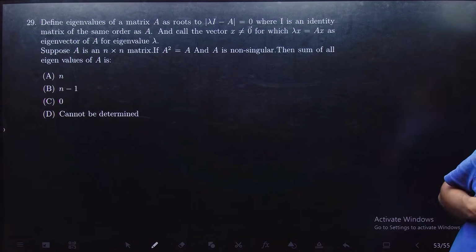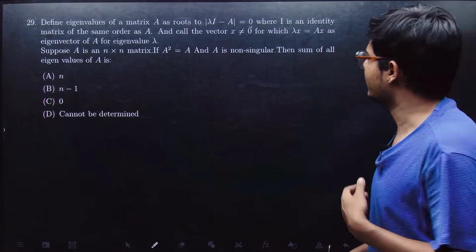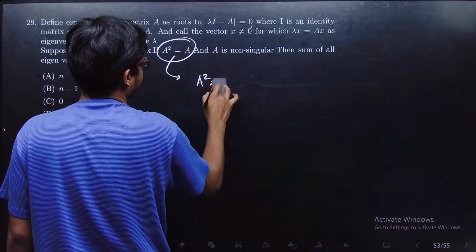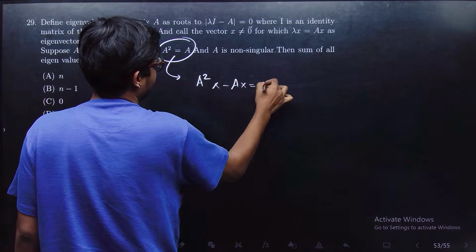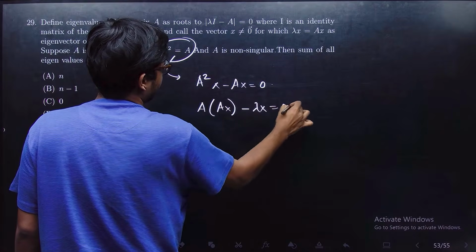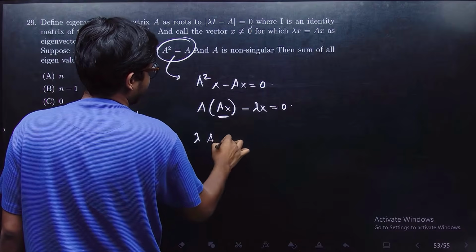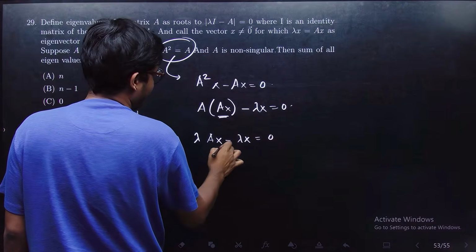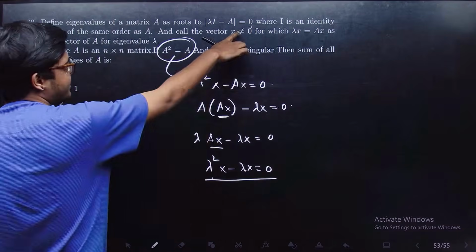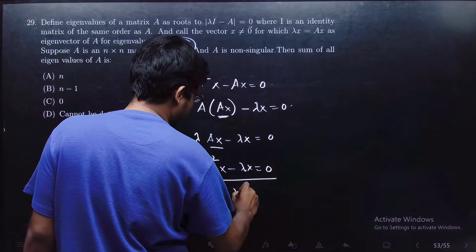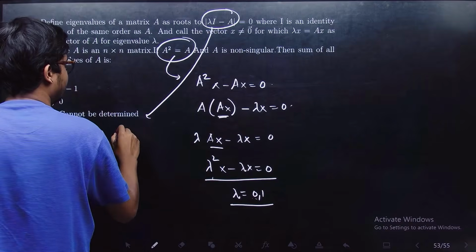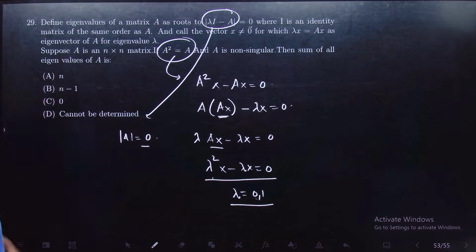So in this question, you have the eigenvalues and eigenvectors. Observe that you have an idempotent matrix A. So from here, I can say that A square x minus Ax should be equal to 0. Which means that A times Ax minus Ax, where Ax is nothing but lambda x, so you get lambda Ax minus lambda x is equal to 0. Now again, Ax is lambda x, so this gives you lambda square x minus lambda x equal to 0. Now we know that x has to be non-zero, which means lambda square minus lambda is equal to 0, so lambda is 0 or 1. But see, if lambda is equal to 0, we'll get that determinant of A turns out to be 0, which is not allowed because A is non-singular.